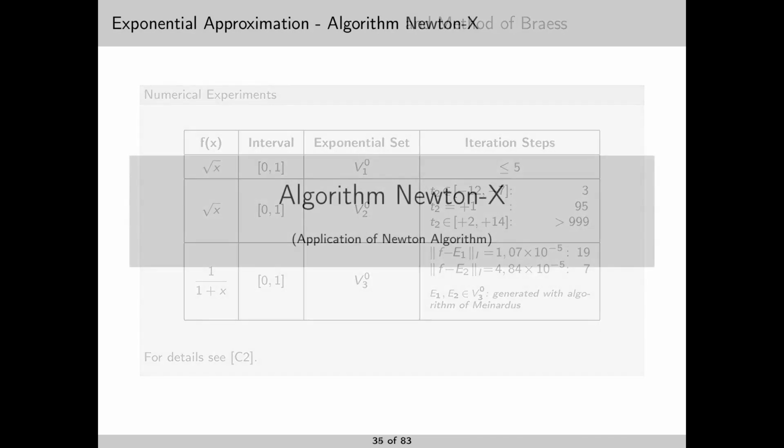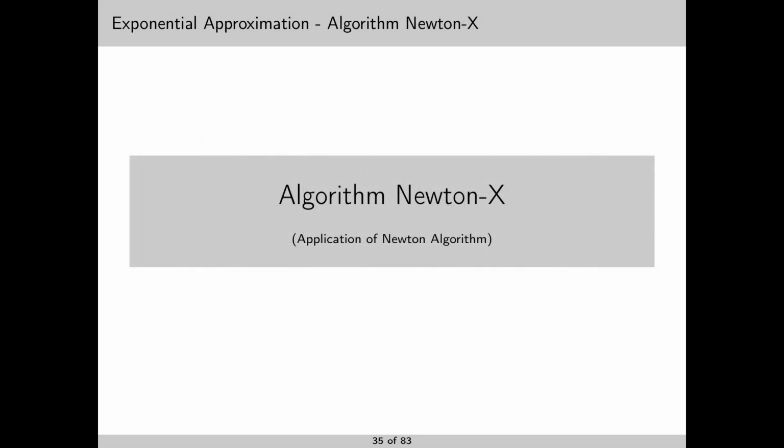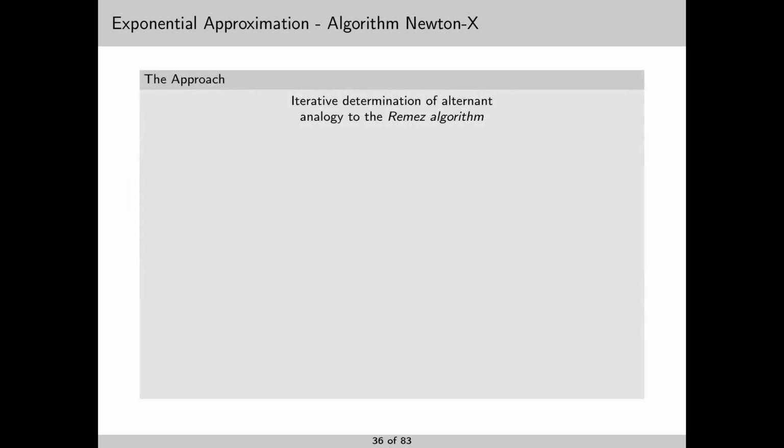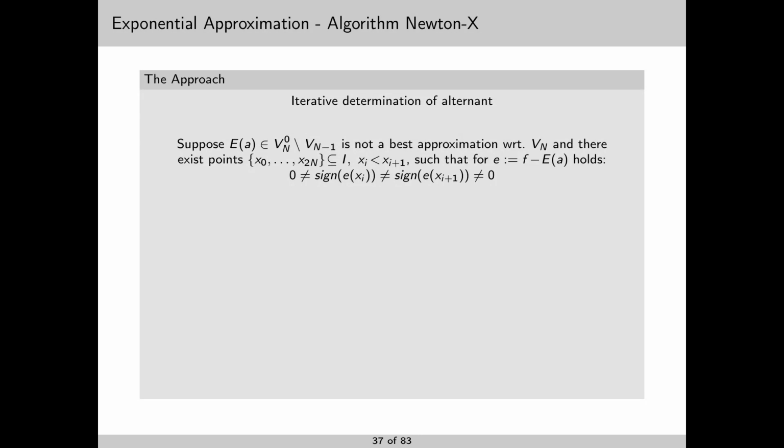Next is an algorithm which builds on the method of Newton for finding the roots of vector-valued functions. Thus, for the purpose of this presentation, this algorithm is simply called Newton-X. The idea is to find the alternate points of the error function of the best approximation in analogy to the Braess algorithm. That is, suppose exponential sum e of a is not a best approximation and there exist two n+1 points xi such that the error function has alternating signs at these points.